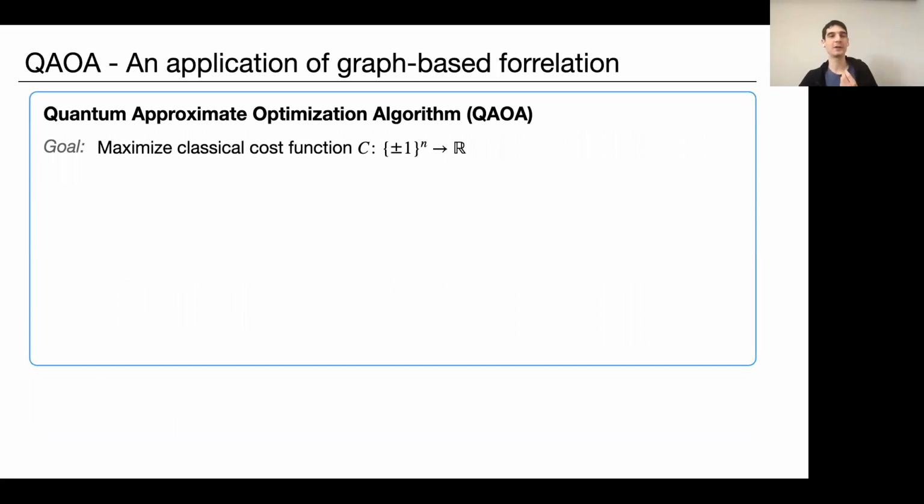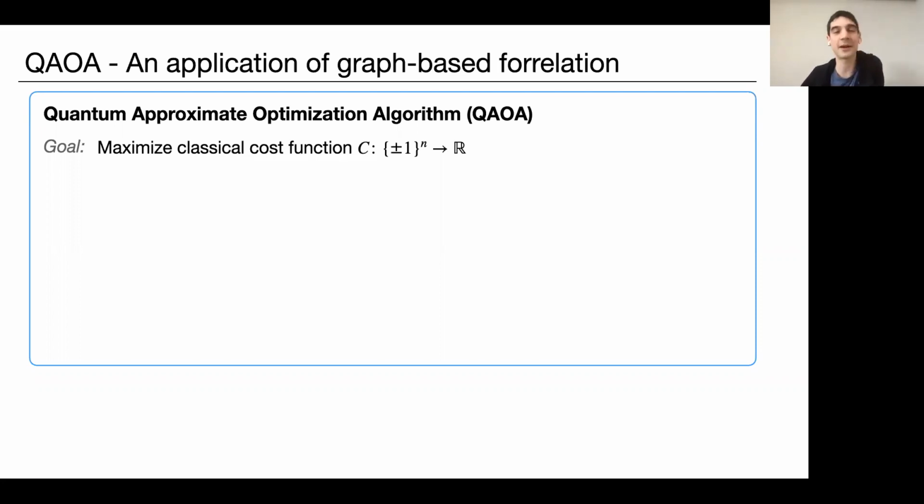So before I actually go on to prove this theorem, I wanted to give you an application of this graph-based correlation with these two local functions. And the application will be to the quantum approximate optimization algorithm, the QAOA, which I'm sure most, if not all of you, have run across in some form or fashion before. But I'm just going to recapitulate it here on this slide.